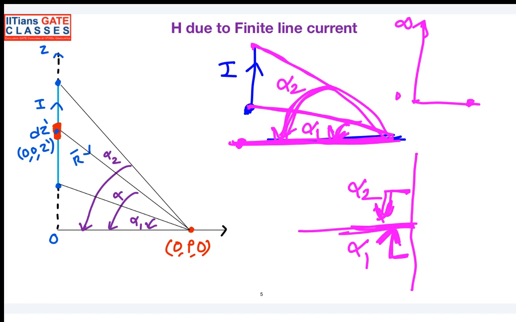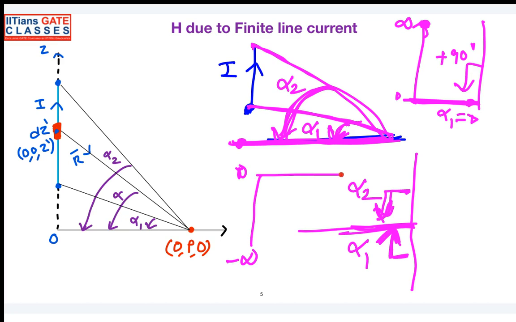So what will happen? One angle is going to become something like this. So this is my alpha 1. Alpha 1 will be 0. And what will happen to alpha 2? Since this is extending infinitely, this line becomes like this. Alpha 2 is going to become plus 90. Or suppose you have a semi-infinite line from minus infinity to 0 and the observer. At that time, alpha 1 becomes minus 90 and your alpha 2 becomes 0. Right? For semi-infinite, only one of the angles will become plus 90 or minus 90.